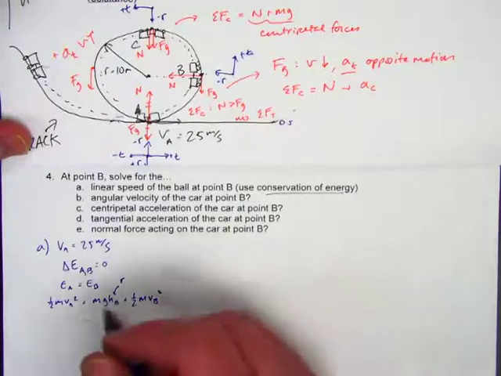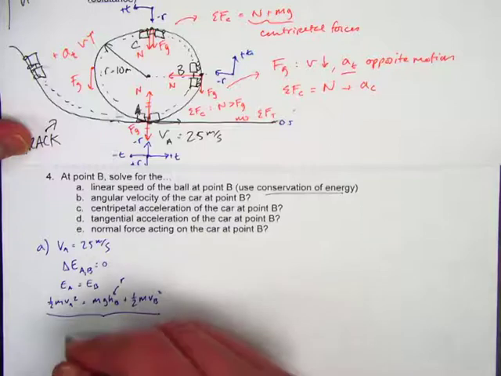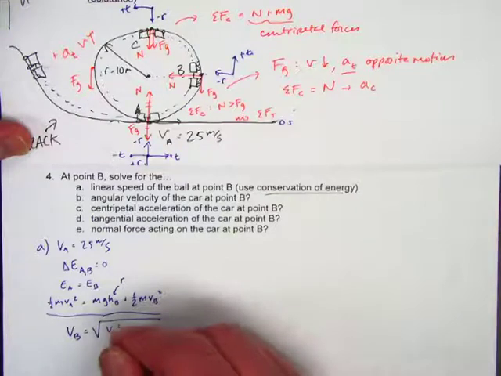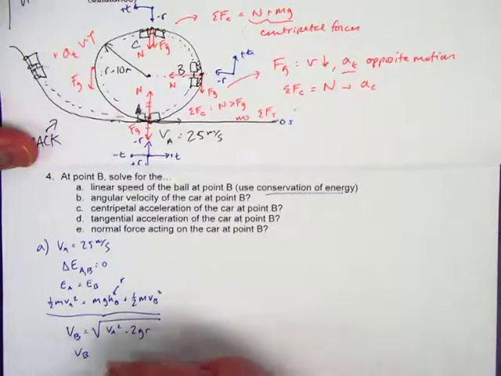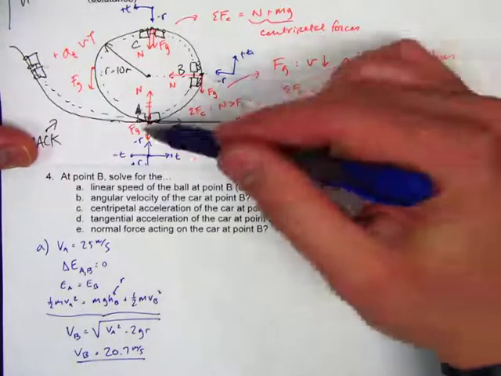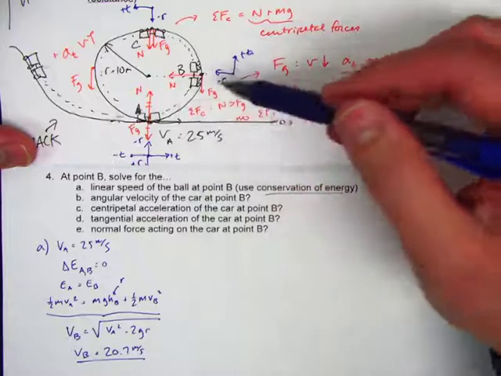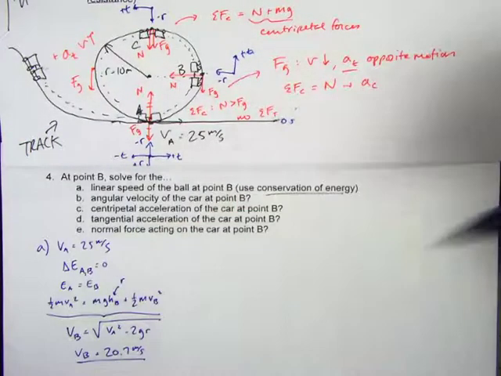So if we do the math and solve it using the algebra here, I'm going to do a quick shortcut. We find that v_B will be the square root of v_A squared minus 2gR. Check the algebra, which means v_B will be 20.7 meters per second. So as we go from A to B, we lose linear speed because of the fact that gravity is now doing work against the cart as it goes up the hill. And we use conservation of energy to find that new speed.